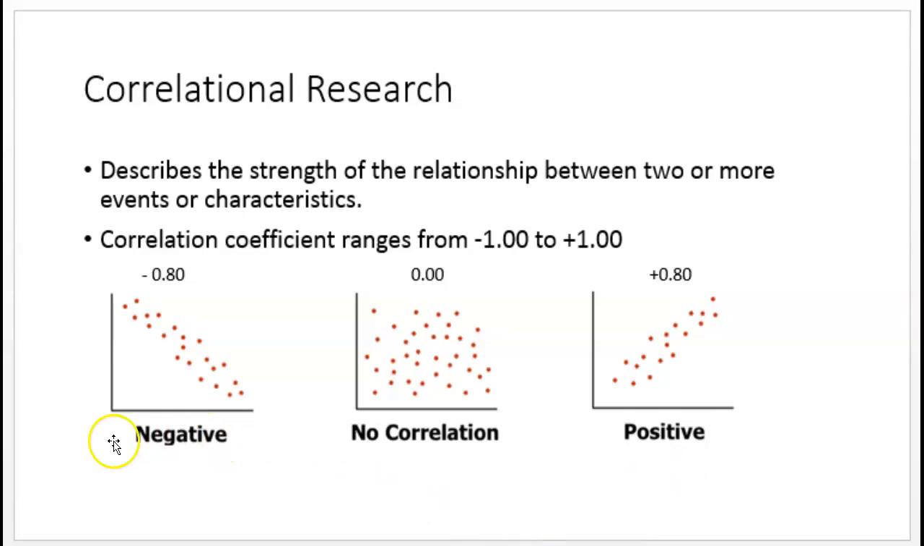In a negative relationship, as the amount of one thing goes up, the amount of the other thing goes down. And then no correlation means there's no relationship between these two things. So your favorite color has no correlation with your grades. Okay, no correlation there.